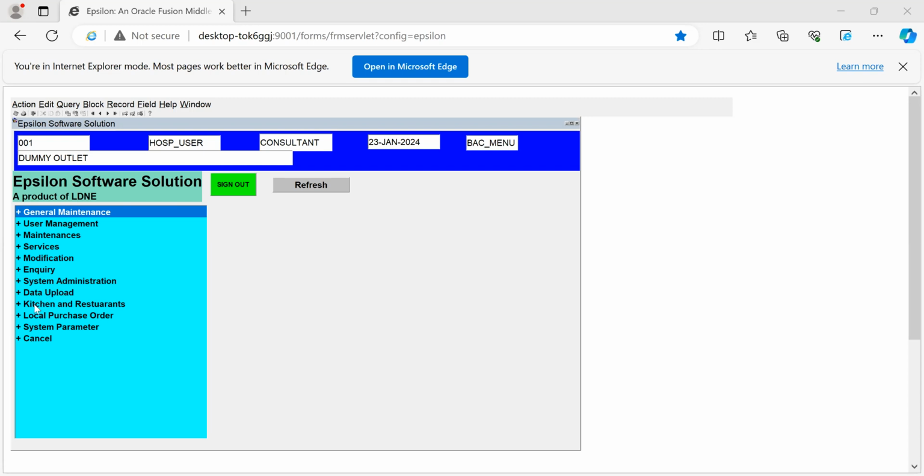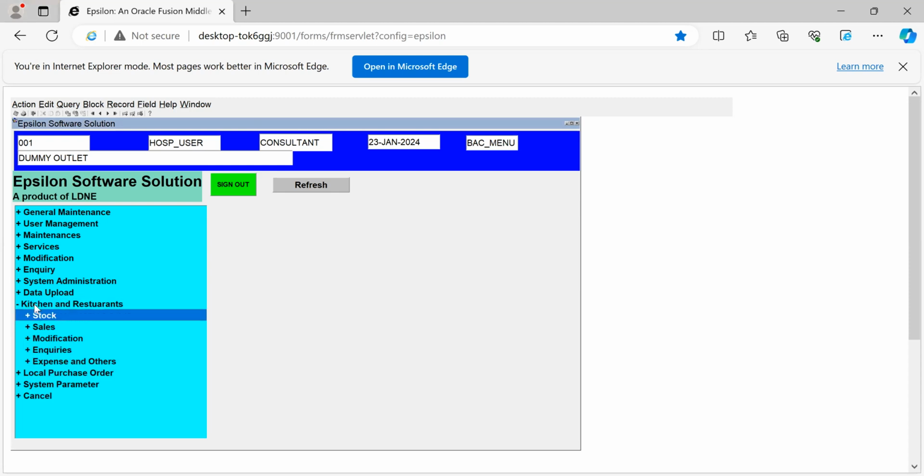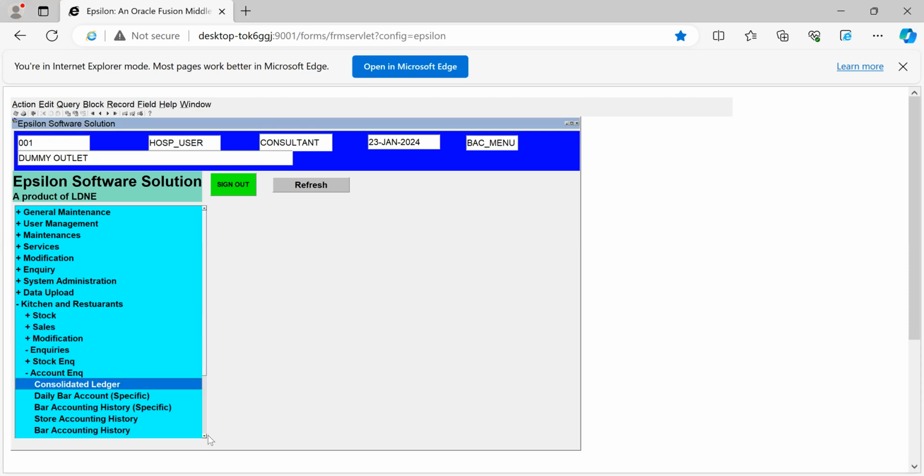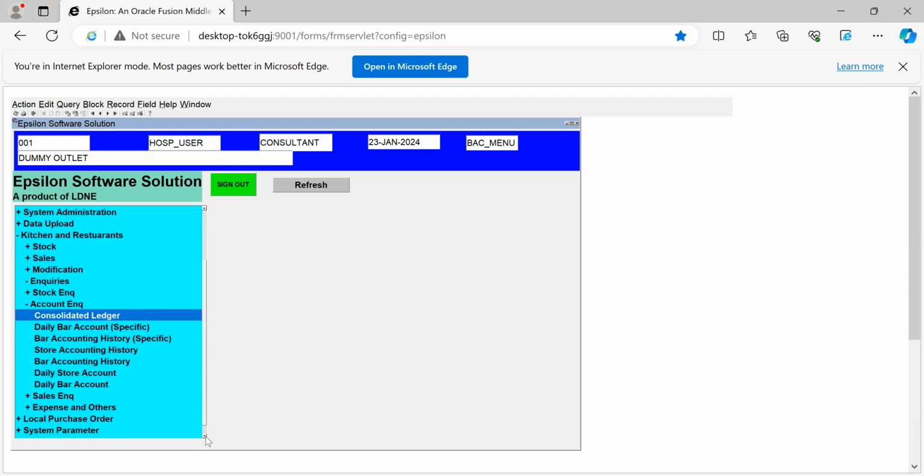If you go into kitchen and restaurant, where we made most of the sales, we have under that inquiries. Part of that inquiries is what we call account inquiry. And once you bring this account inquiry up, the most important part of it is consolidated ledger, where you see the value of what you have been doing so far in the system.